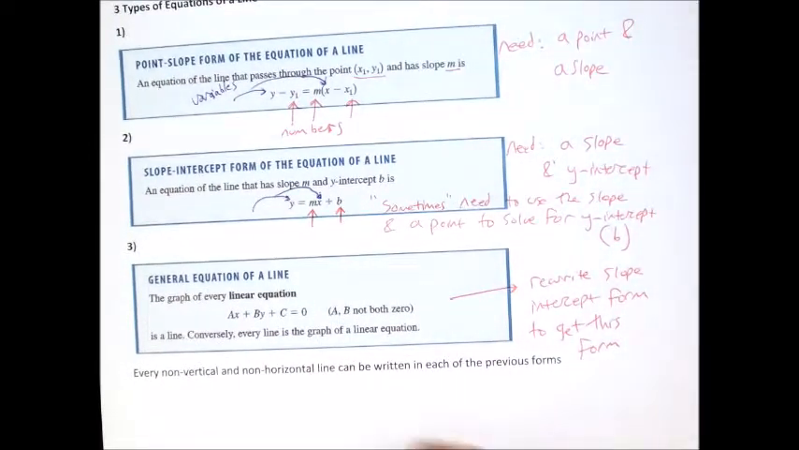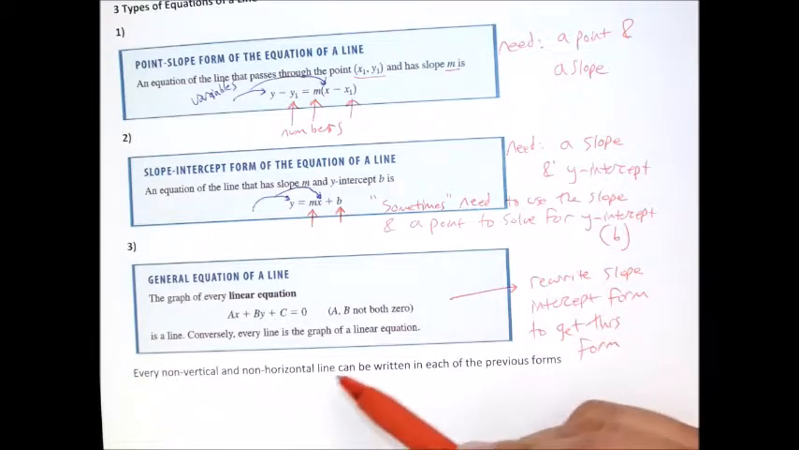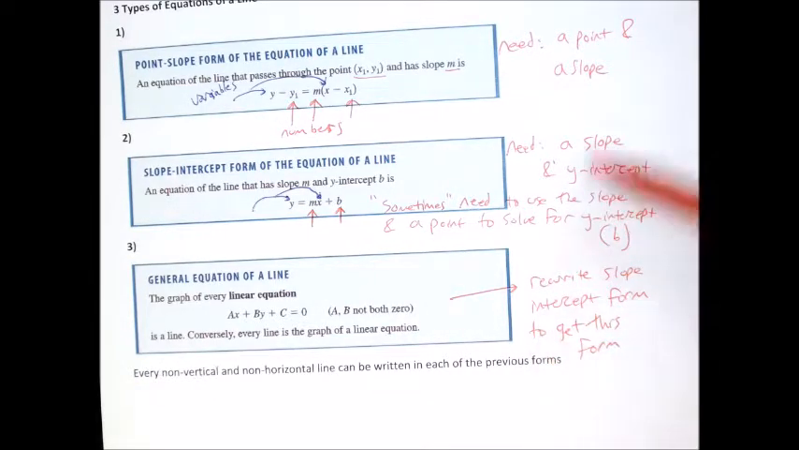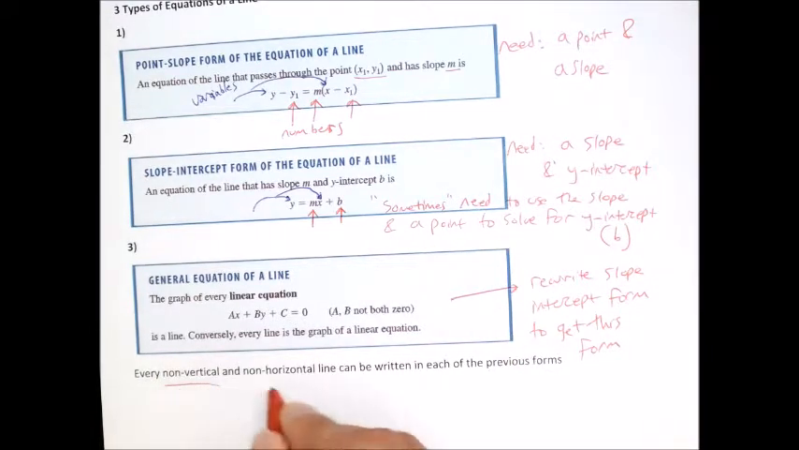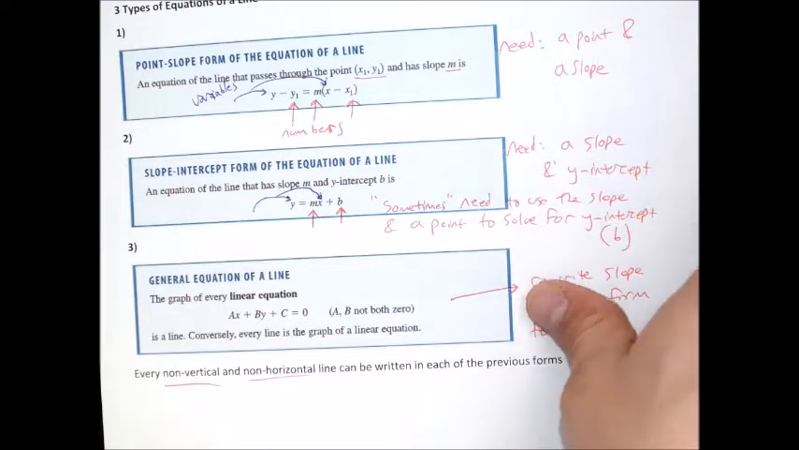And so the last thing I wrote down here is that every non-vertical and non-horizontal line can be written in these forms. And vertical and horizontal lines are what's shown on the next page. So let's flip the next page and just look at those quick before I let you work on some of this stuff.